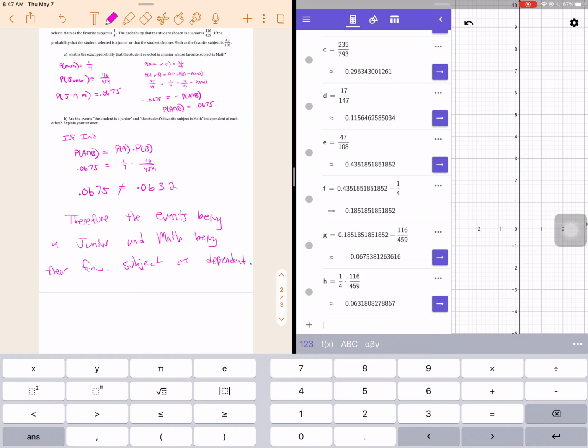Think about what that means. That means that if you know a student is a junior, the likelihood that their favorite subject is math at this school is different than if you didn't know they were a junior. Okay? All right, guys.